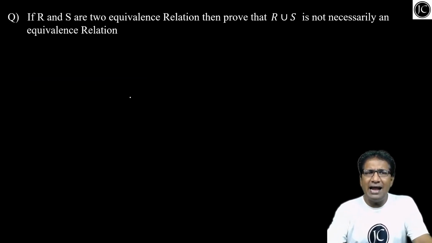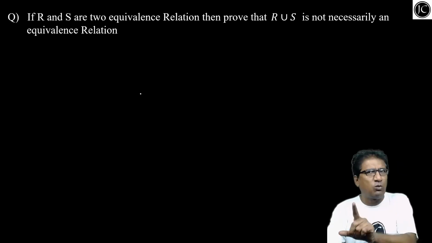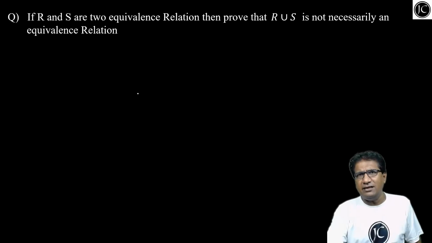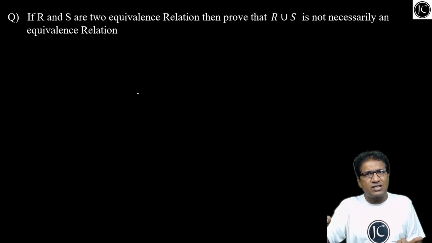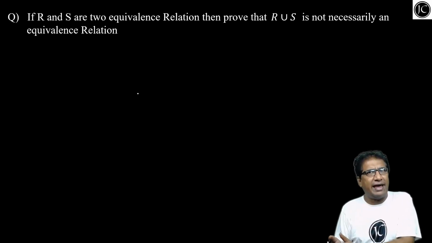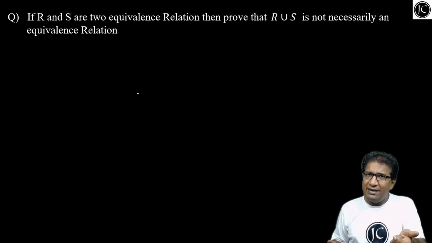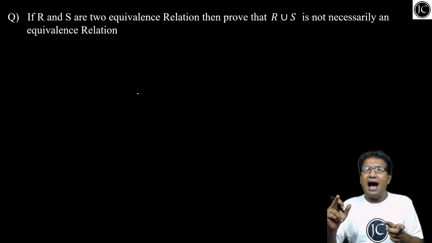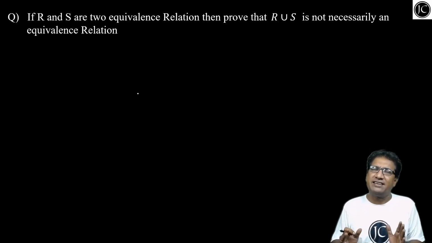यहां पर बोला है R and S are two equivalence relations. Same question. R and S both are equivalence relation. यहां पर बोला है prove that R union S is not necessarily an equivalence relation. Previous सब में क्या किया था? R intersection S वो मेरा equivalence relation है. कब? जब R and S both are equivalence relation. यहां पर क्या बोल रहे हैं? R and S are both equivalence relation, but it is not necessarily R union S will also be an equivalence relation. ये हम लोग prove करेंगे.